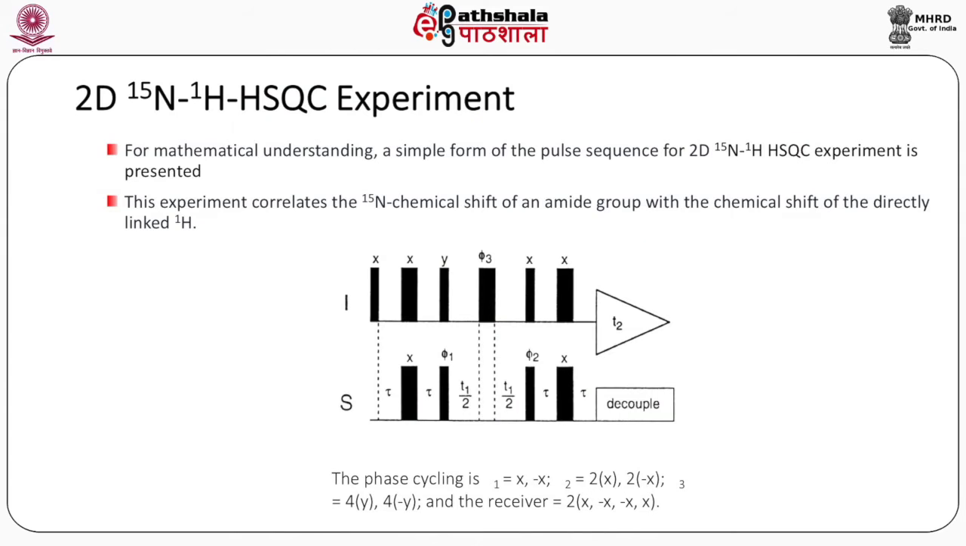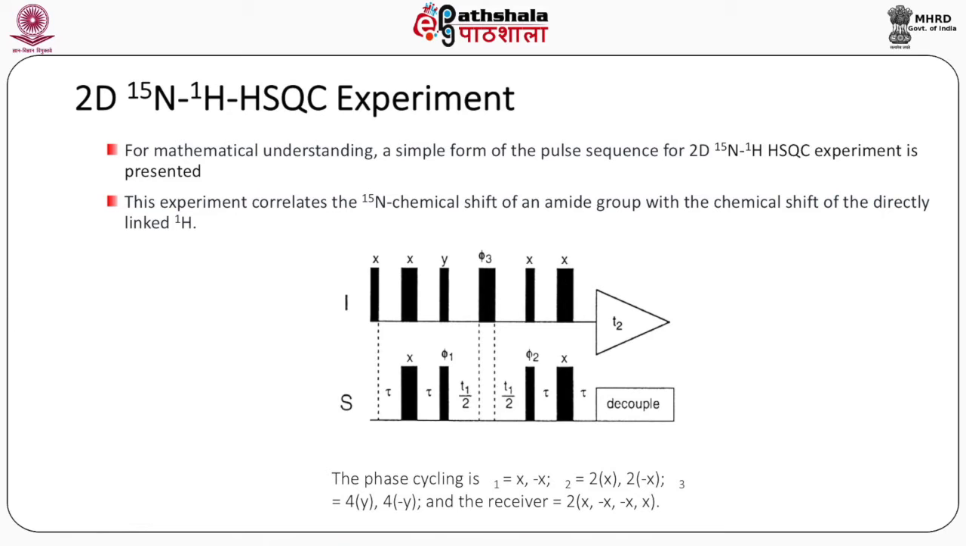2D N15 proton HSQC experiment. This is an indirect detection NMR experiment, two-dimensional experiment, which correlates the amide N15 chemical shift with the amide proton chemical shift, so that the N and H are linked by a single bond.